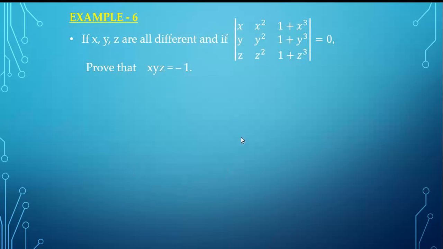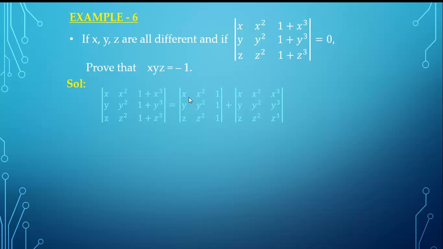Now let's take another example. Here we have: if x, y, z are different and this determinant equals 0, then we have to prove that xyz equals minus 1, right? So now let's take this determinant: x, y, z, x square, y square, z square. Now what we can do here is we have an addition as an element in our column C3, so we can separate it into two determinants, right? Remember that property?